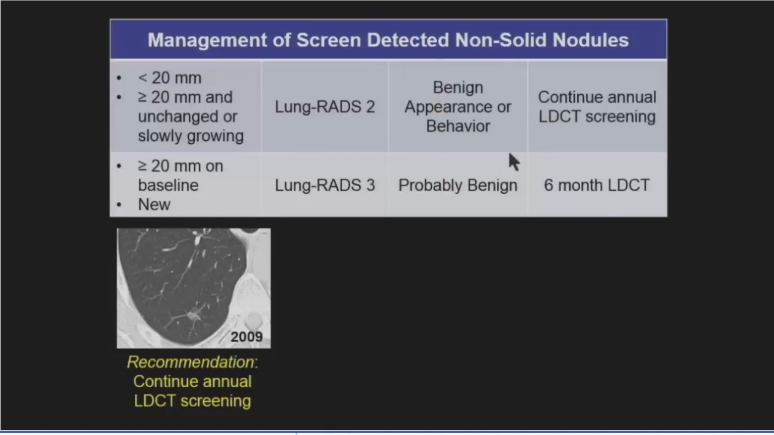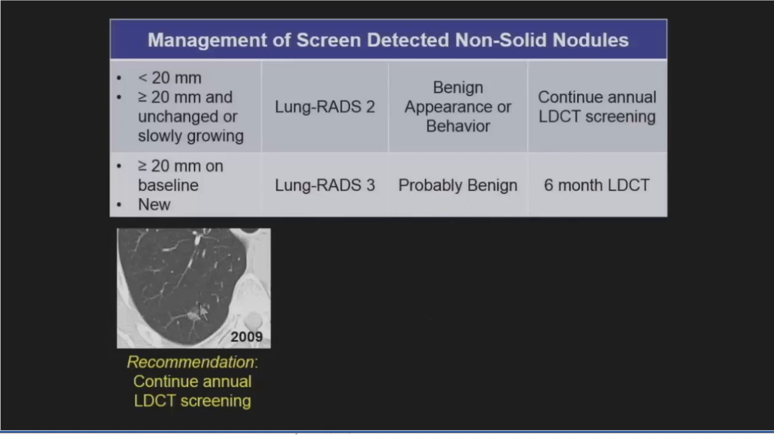So the importance here is that this does not correspond to benign etiology. We saw before these lesions have a high likelihood of being malignant, but because of their slow growth and because they tend to be indolent, we're going to call them benign appearance or behavior, and we're going to follow them annually. If, however, they are equal or greater than 20 millimeters, or they are new, then we're going to classify them as probably benign, Lung-RADS 3, and we're going to follow them in 6 months. And again, it's probably benign behavior, not probably benign etiology.